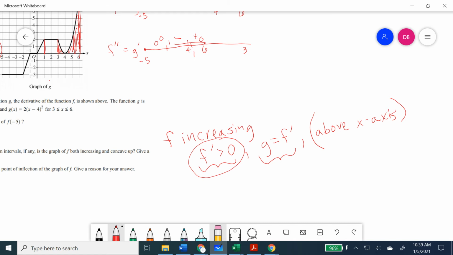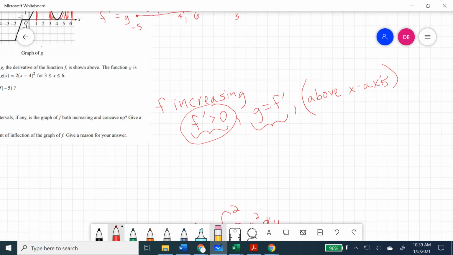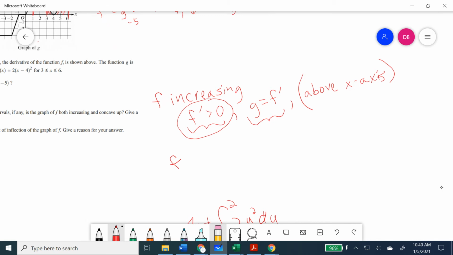Then I'm also looking for when f is concave up. So I'm going to write down f is concave up when f double prime is positive. And what does that mean about g? F double prime is g prime. So what that means is I'm looking at when the slope of g is positive.